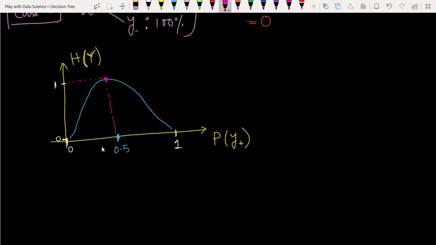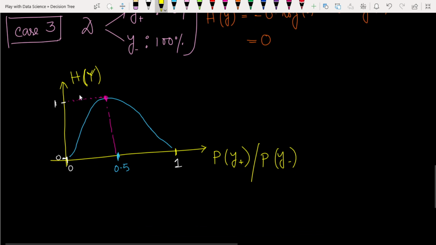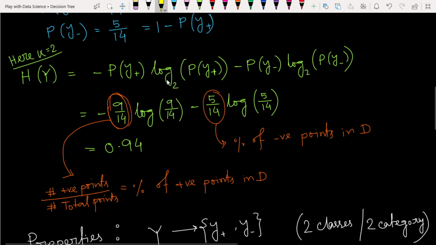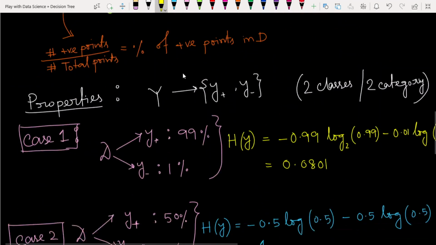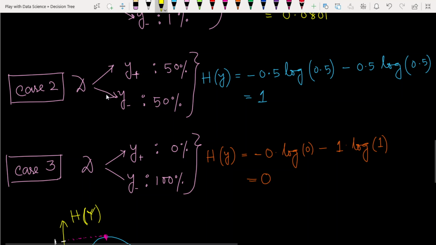We can conclude that if we take y plus as well as y minus, in both cases the graph will be of a similar kind. We have seen this kind of graph for both cases. This plot is only for two classes. I am taking here only y plus and y minus. If you increase the number of classes, this plot will change totally. In this example, I am taking the two classes only.